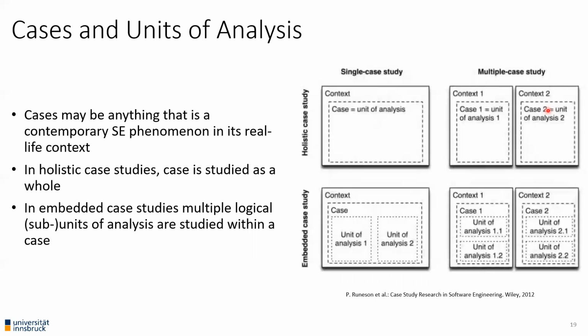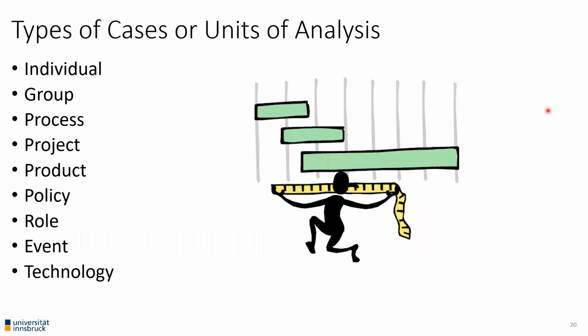So we have 2 dimensions to refine that, and I want to discuss this via examples. First, what can in principle be a case or also a unit of analysis in software engineering? A case can be an individual. You want to investigate, for instance, onboarding, how to bring new developers into teams, or whether testing is suitable for that. Then you can consider an individual as a case.